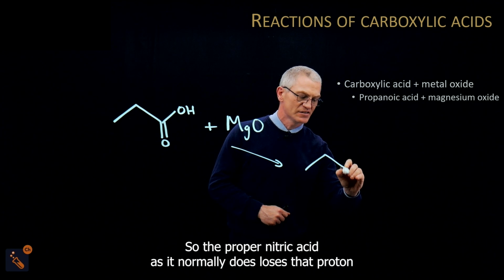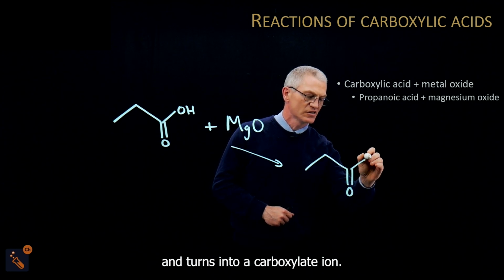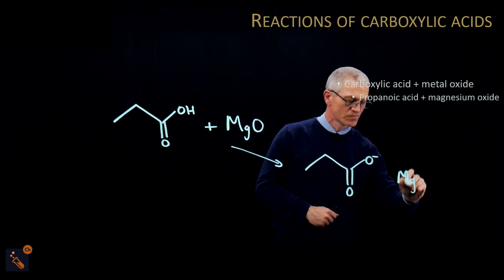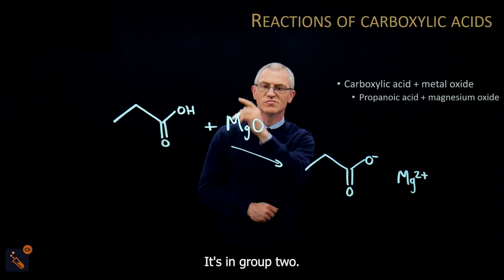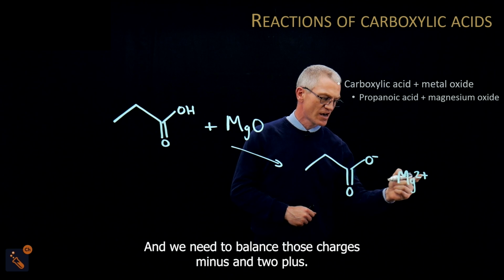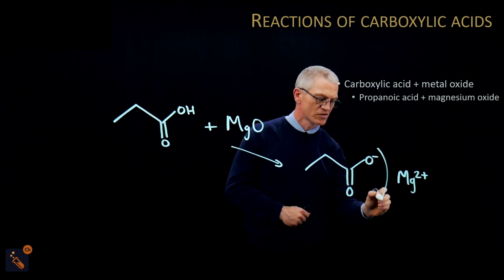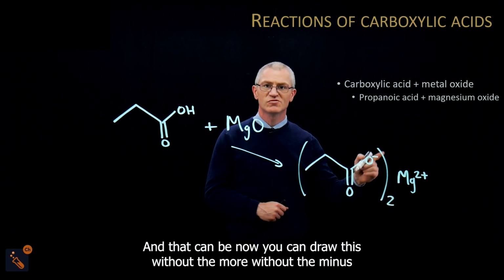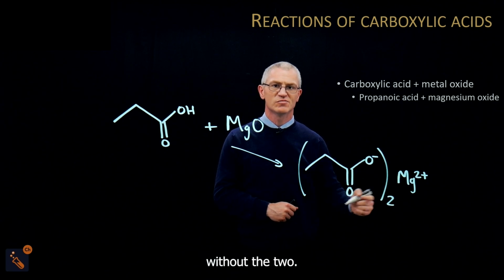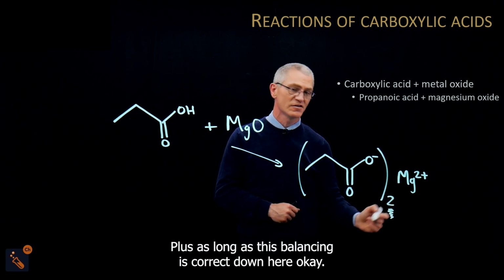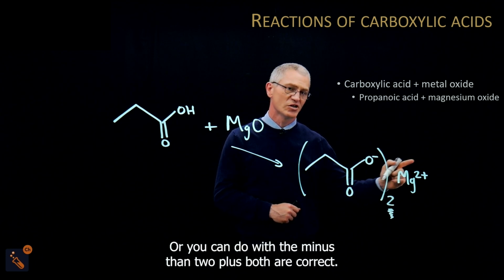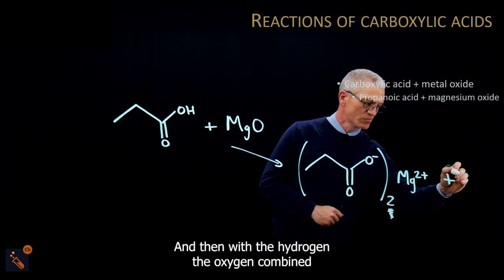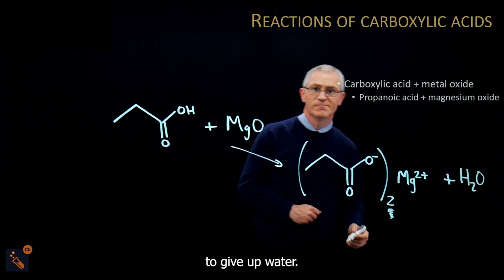So the propanoic acid, as it normally does, loses that proton and turns into our carboxylate ion. You then have the magnesium. Remember that magnesium is a 2 plus because it's in group 2, it's lost 2 electrons. Okay, and we need to balance those charges, minus and 2 plus. So we put our brackets round and we need 2 of those. Now you can draw this without the minus, without the 2 plus, as long as this balancing is correct down here, okay, you can do it like that. Or you can do it with the minus and the 2 plus. Both are correct. And then the hydrogen and the oxygen combine to give our water.